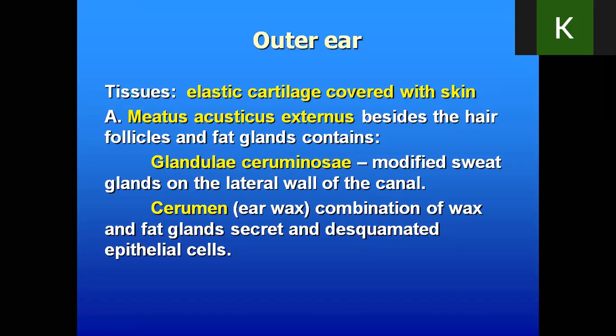So there are hair follicles, and these ceruminous glands are modified sweat glands, and they are present on the lateral wall of the canal, and they secrete cerumen, and cerumen is also called ear wax. It is a combination of wax and fats from the glands and desquamated epithelial cells, and that is useful for the protection of your external ear.